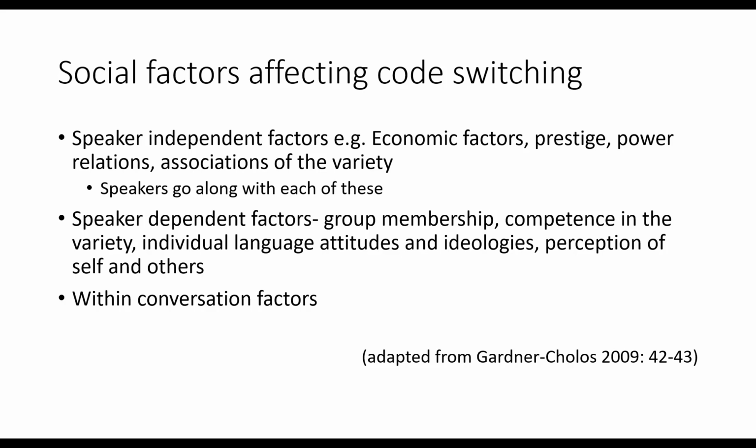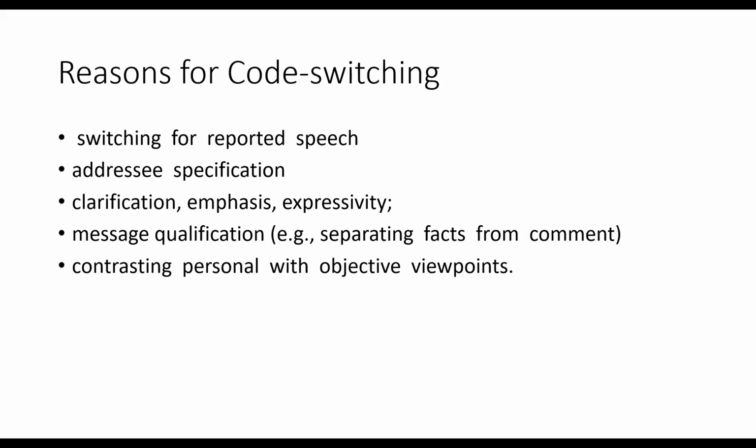And then we have the factors that arise within the conversation itself. So within an individual conversation, what do people think is important? What are the things that are happening? So language choice and the code that people use is negotiated within the conversation. Okay? Those are the factors. And then what we have related to these factors would be something like reasons for code switching. Okay, so let's say, for example, we have the first example here is switching for reported speech.